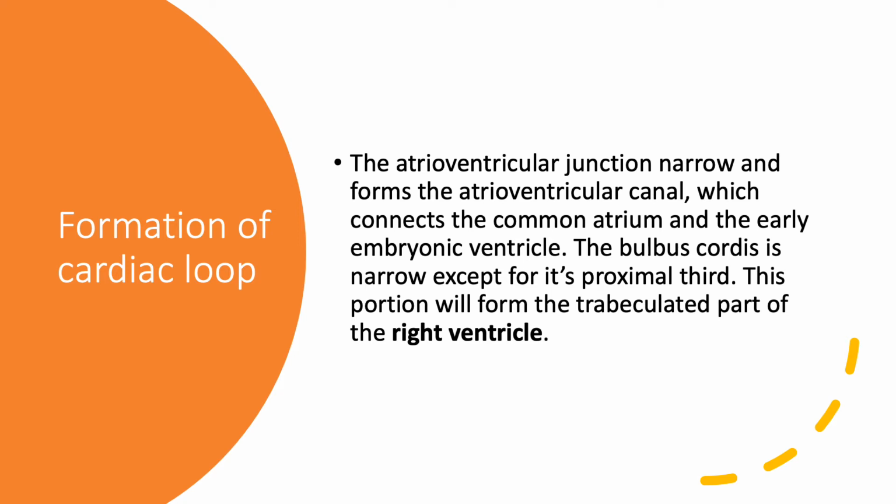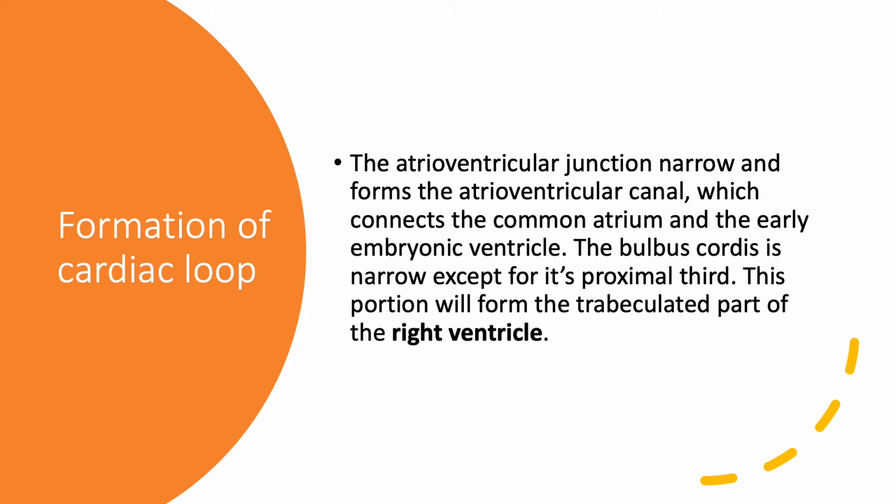So we have a connection between the atrial and ventricular areas. There will be a narrow junction, and this narrow junction will form a canal, also called the atrioventricular canal. What is the function of this canal? It connects the common atrium with the early embryonic ventricle.